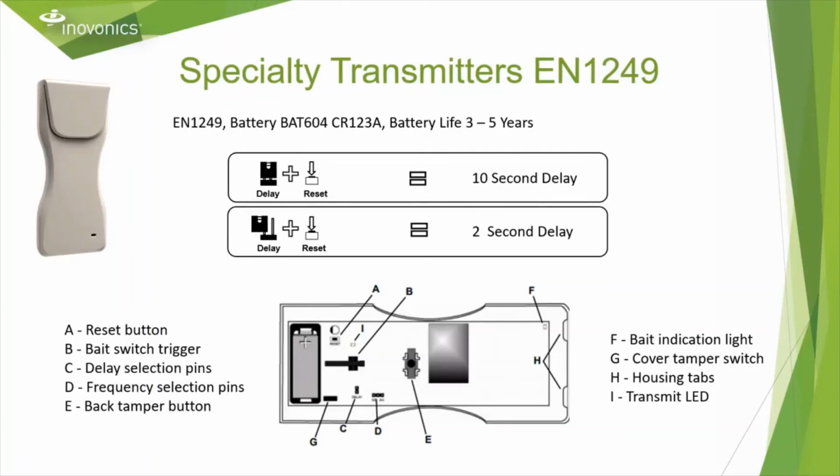Like most other Inovonics transmitters, our bill trap uses a CR123A battery and gets roughly 3 to 5 years battery life. It has two separate delays to prevent false alarms. By placing the jumper on or off the selection pins, you can change the bill trap to have either a 2 or 10-second delay when the bill is removed before the alarm is sent to avoid false alarms. The EN1249 comes built with both a back and internal tamper to prevent tampering or the removal of the device.